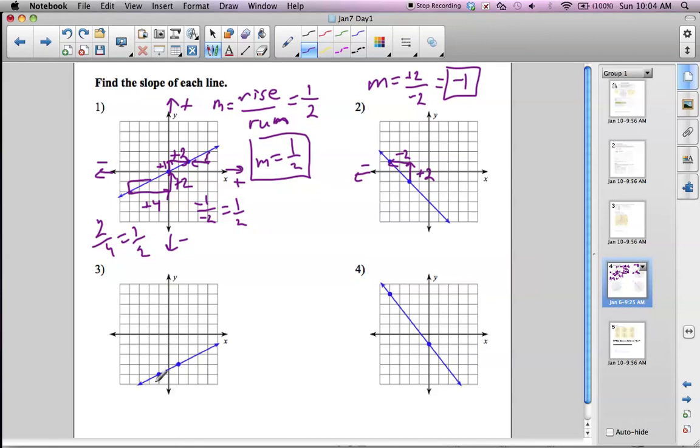Okay, next example. Let's look at this one. To get from one point to another, we go up 1, right 2. Up 1, right 2. So the slope is positive 1 out of 2, just like number 1.